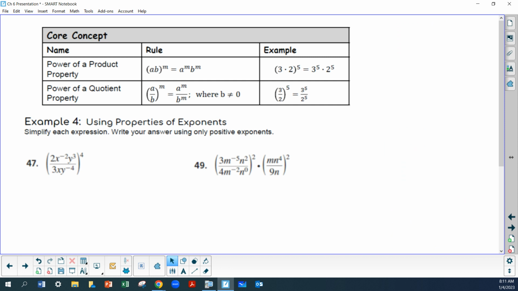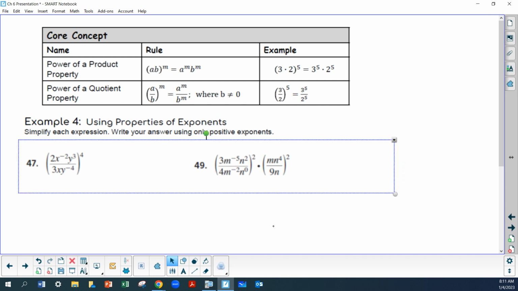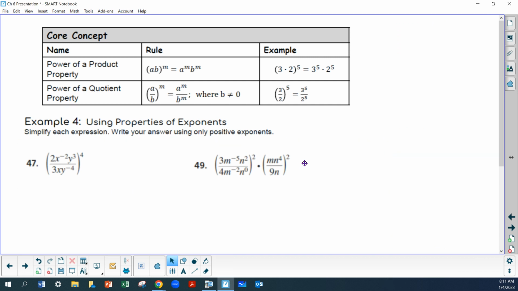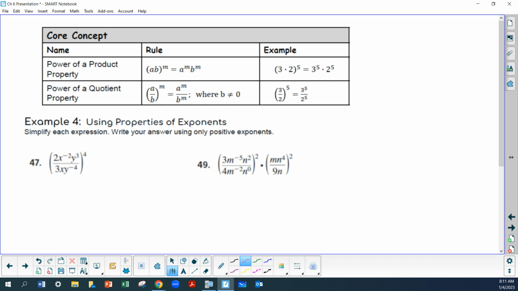Squared and squared. So we're going to distribute. I'm going to try and do this one a little bit faster, maybe not quite so many steps as we did on the last one. So I'm going to distribute. That's going to give me 9, isn't it? 3 squared. I'm going to distribute. That's going to give me an m to the negative 10th. I'm going to distribute. That's going to give me an n to the 4th. Remember, power to power multiplies the exponents.